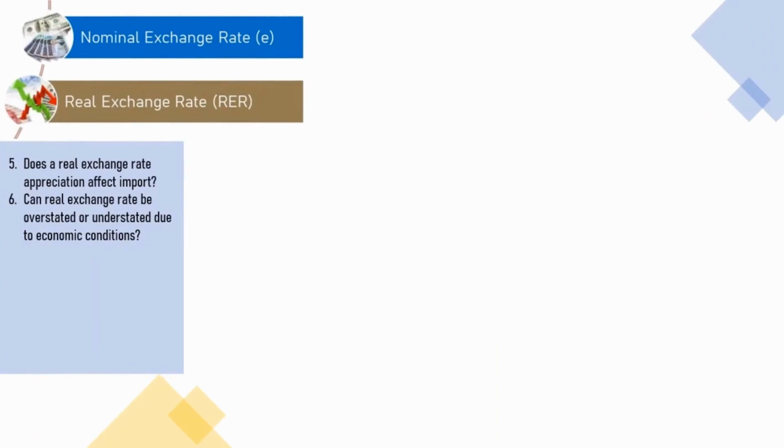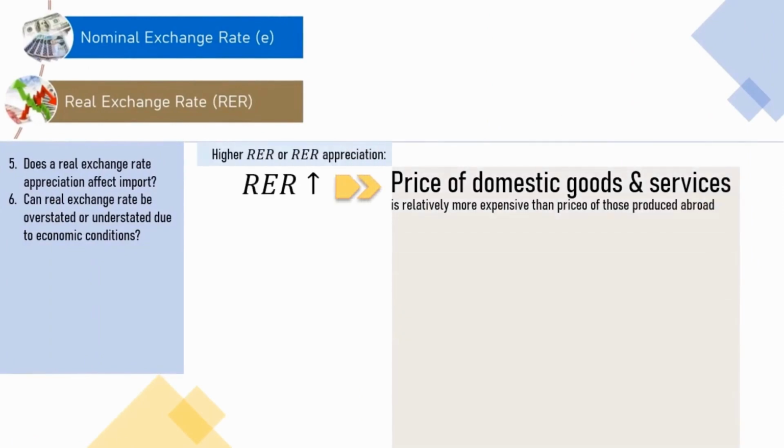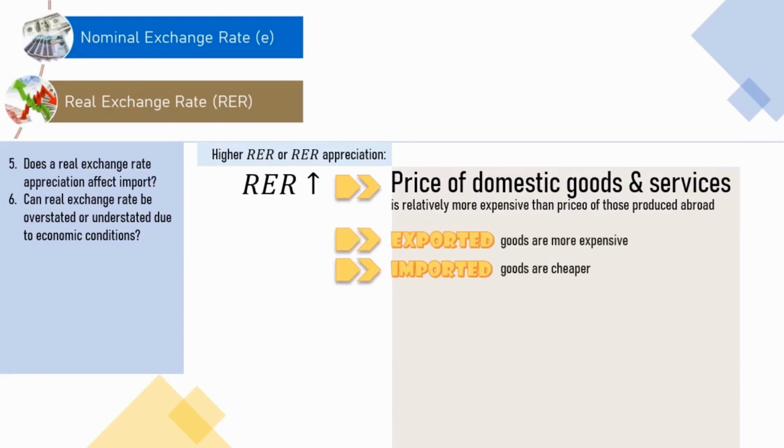Answer to question 5 is just the same as my last explanation. Higher real exchange rate will affect the relative price of tradable goods and services. Exported goods are now more expensive, while imported goods are now cheaper. So there will be less export and higher import, resulting in lower net export.